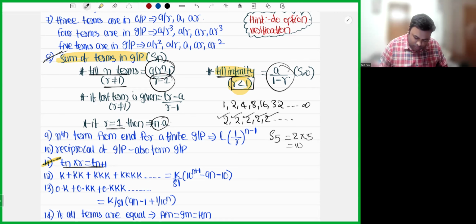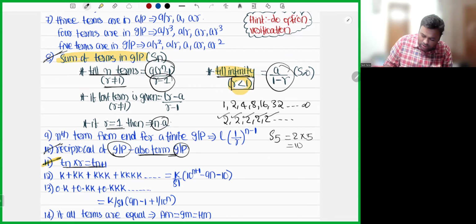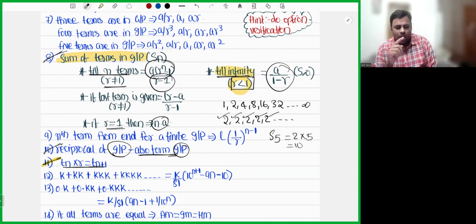Next, the reciprocal of a geometric progression is also a geometric progression. Don't say the reciprocal of an arithmetic progression is an arithmetic progression. No, the reciprocal of an arithmetic progression will be a harmonic progression. However, that we don't have in our syllabus. Reciprocal of geometric progression is geometric progression, but reciprocal of arithmetic progression is harmonic progression. Remember this, but we don't have that in our syllabus.